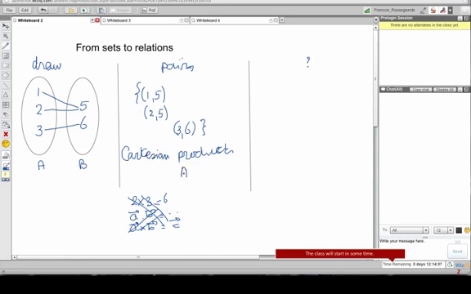product, A times B. It means that I have a set of pairs where each element from A has a relationship with each element from B. So I need to add more: another pair combining 1 and 6, 2 and 6, and the relation 3 and 5 needs to be added as well. And now my set of ordered pairs has 6 elements.